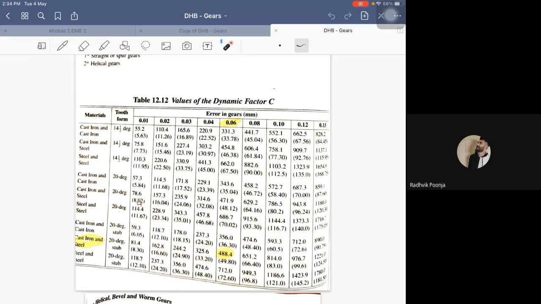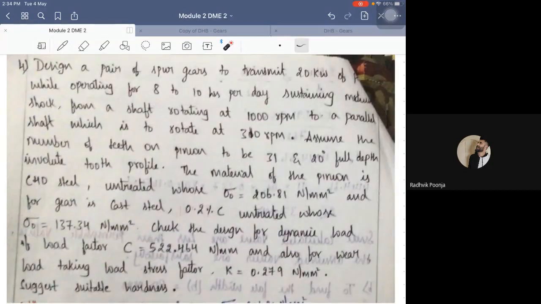It is a totally design oriented problem. If you solve this, it will cover all the aspects in this spur gear design problem. Very, very important problem. So just copy the data, and I want everyone to do it.